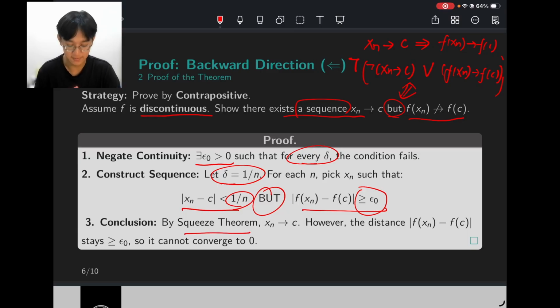By the squeeze theorem, as I said before, this implies xn goes to c because 1 over n goes to 0 when n goes to infinity. But as we defined, the distance |f(xn) - f(c)| is always bigger than or equal to epsilon 0. So this means f(xn) cannot converge to f(c). This distance cannot converge to 0. That is our argument: f(xn) cannot go to f(c). So the backward direction is also done.